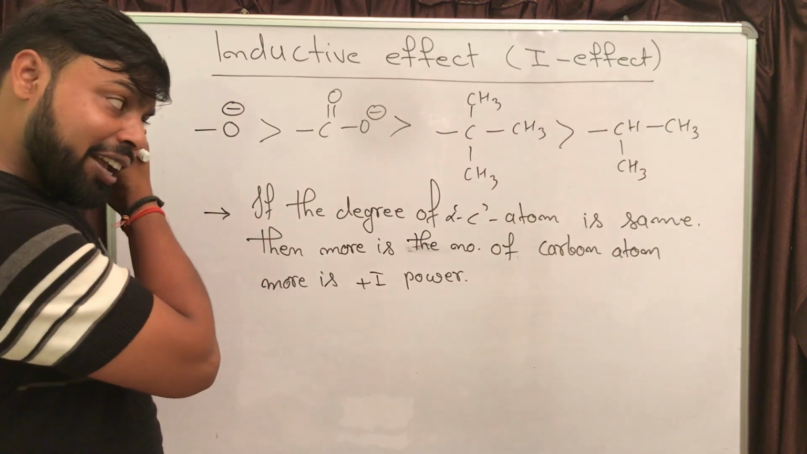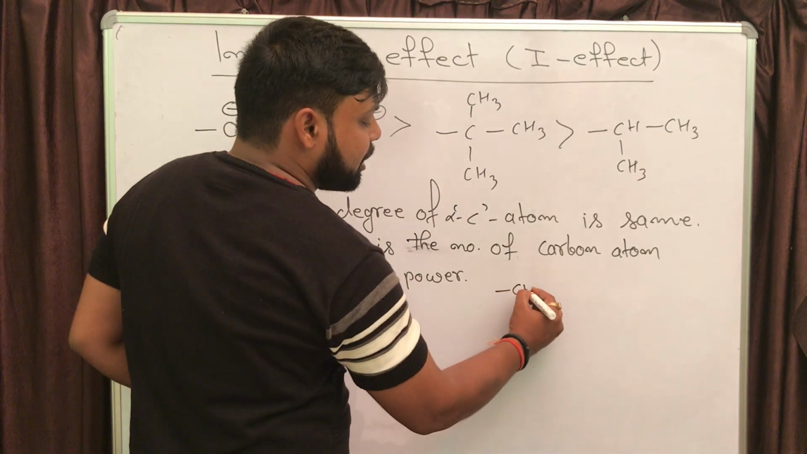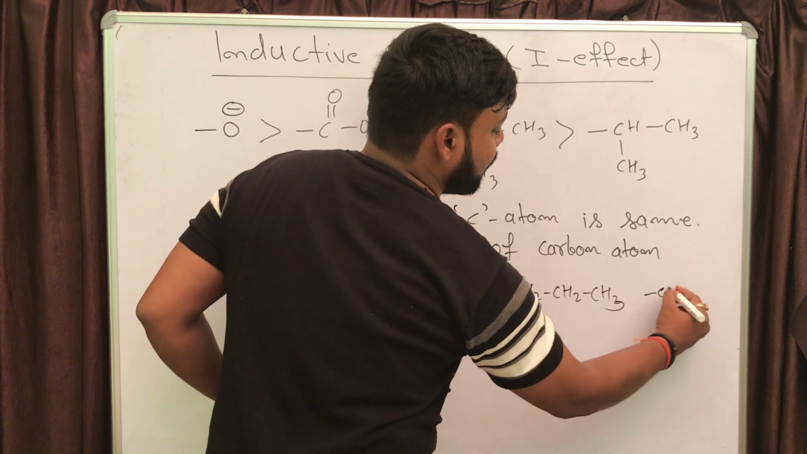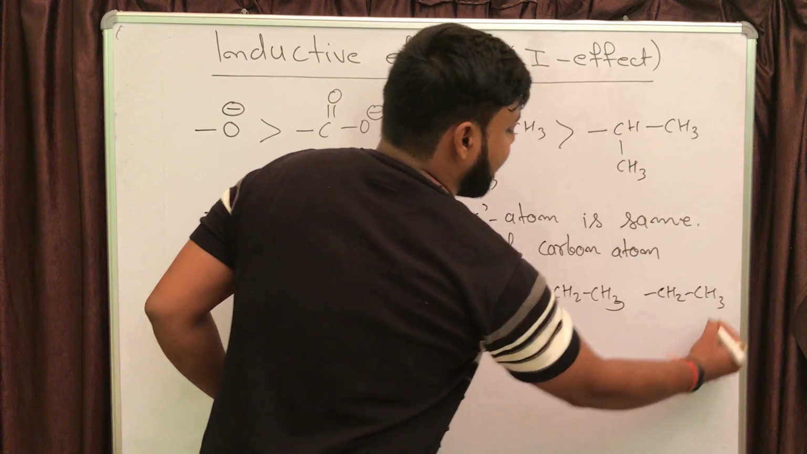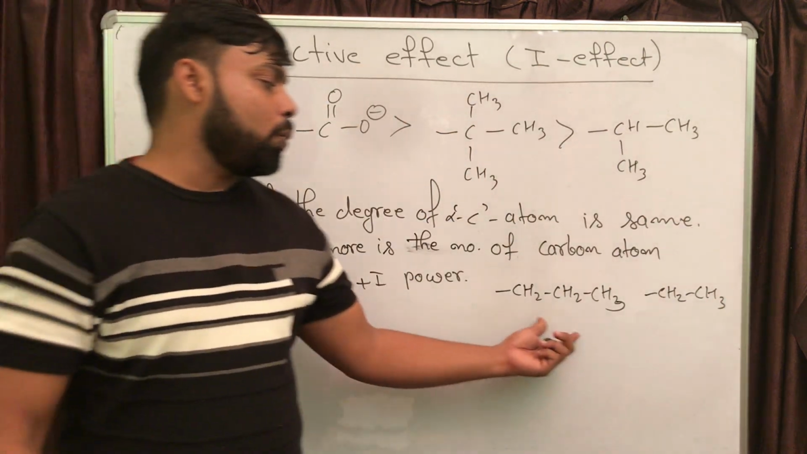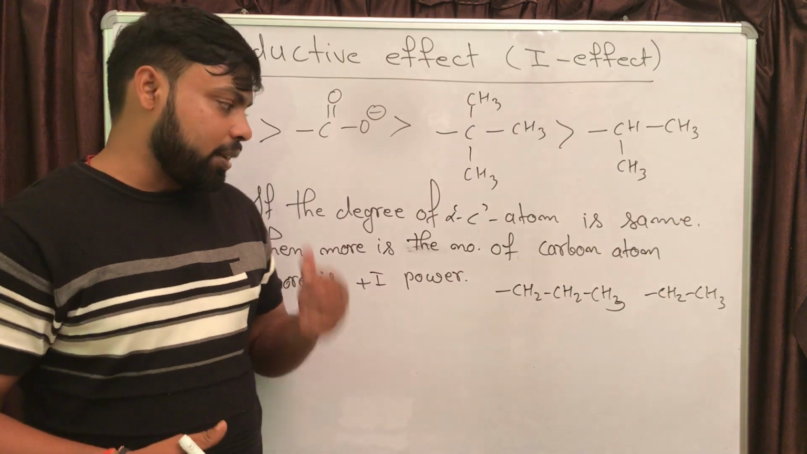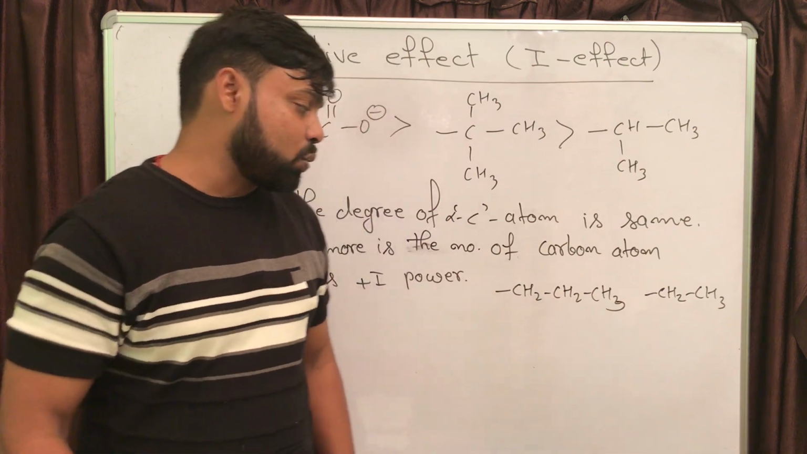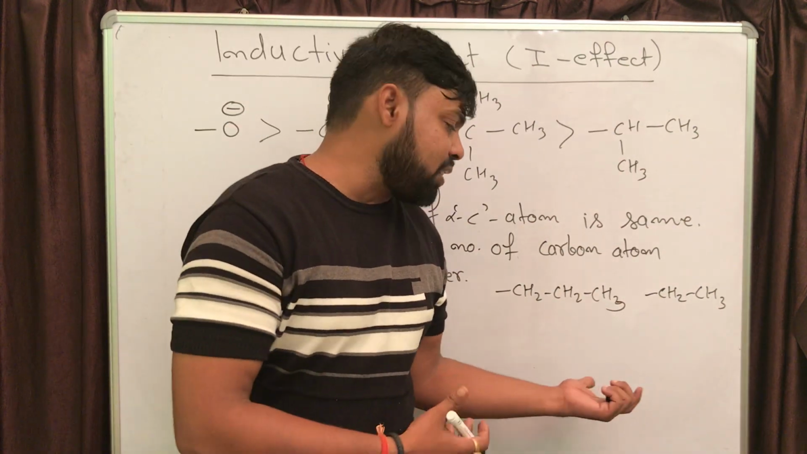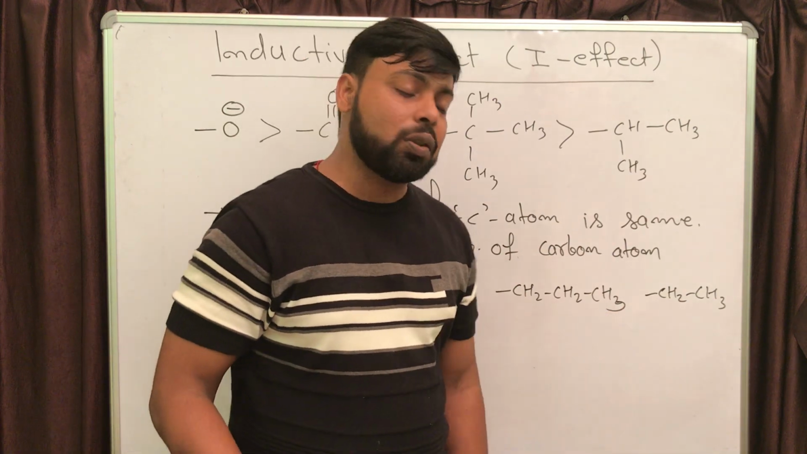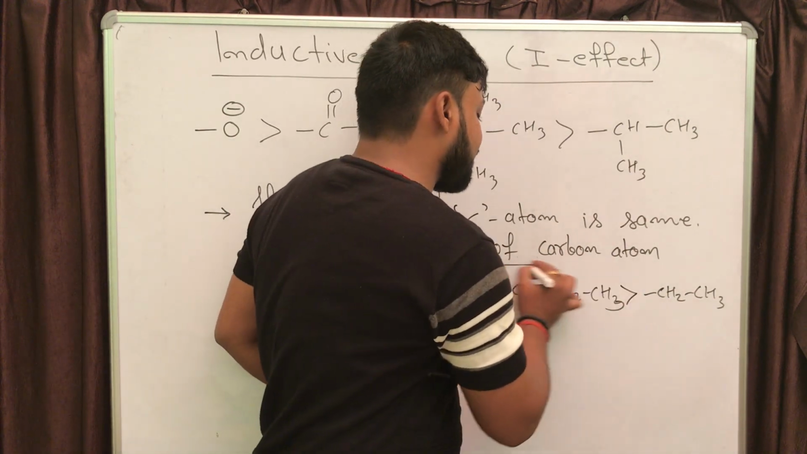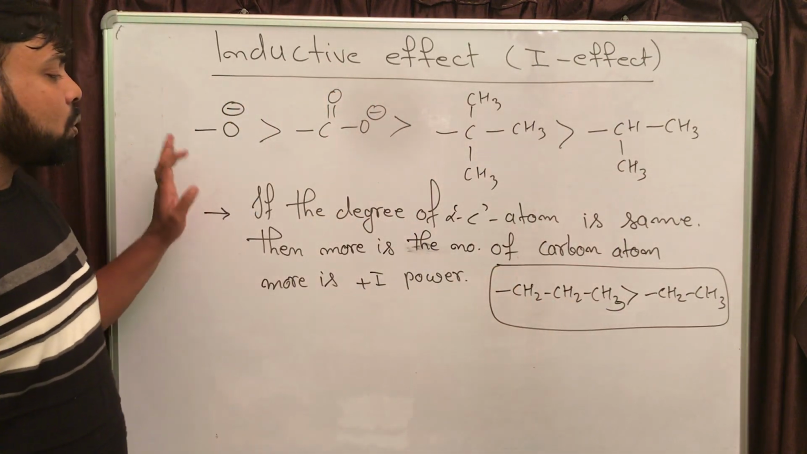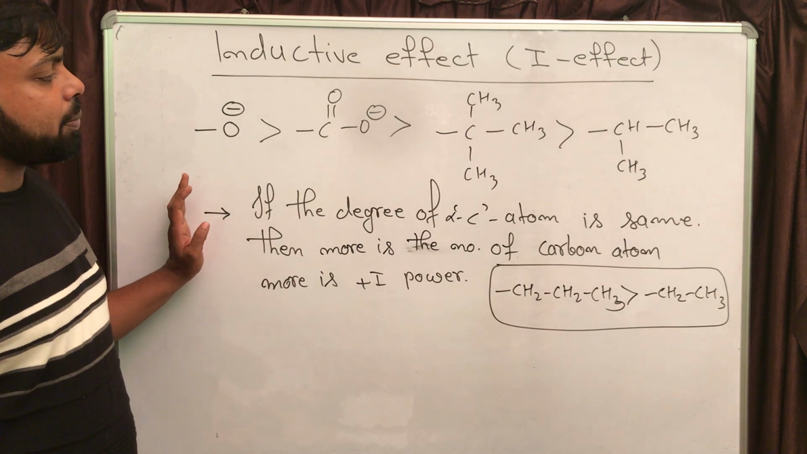So in this context, you can write the example. Let us say if I have propyl group and ethyl group, and it is asked which group is having more electron donation ability. You can observe for both, the alpha carbon degree is 1. Propyl group is going to have 3 carbon atoms, while ethyl group is going to have 2 carbon atoms. Definitely the plus I power of propyl group will be more than ethyl group, right? So this is the important statement that you should remember.